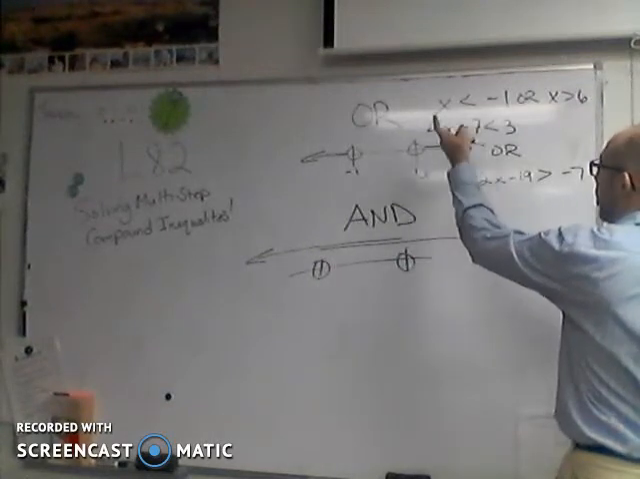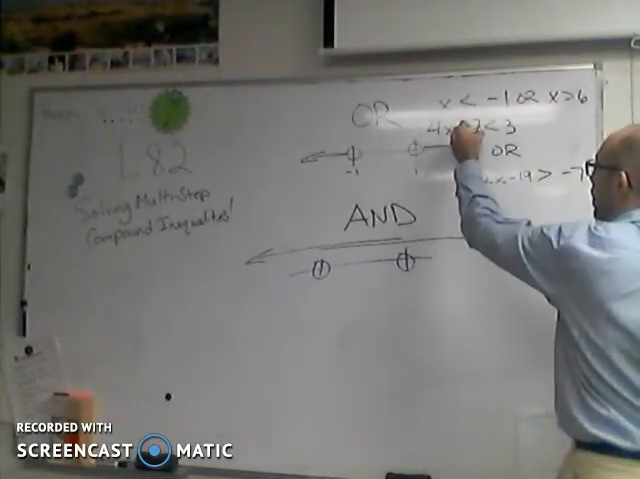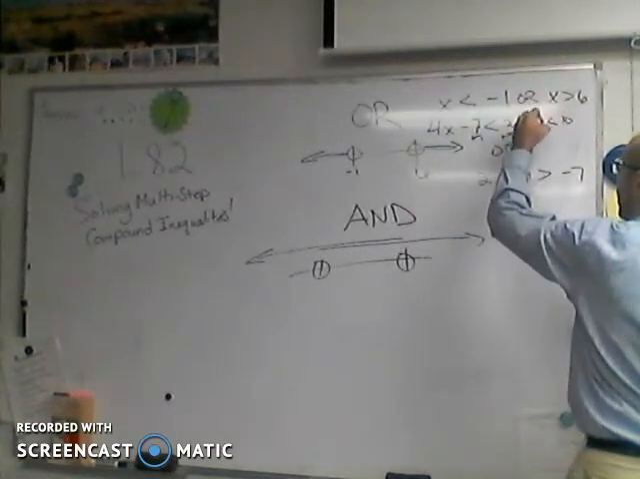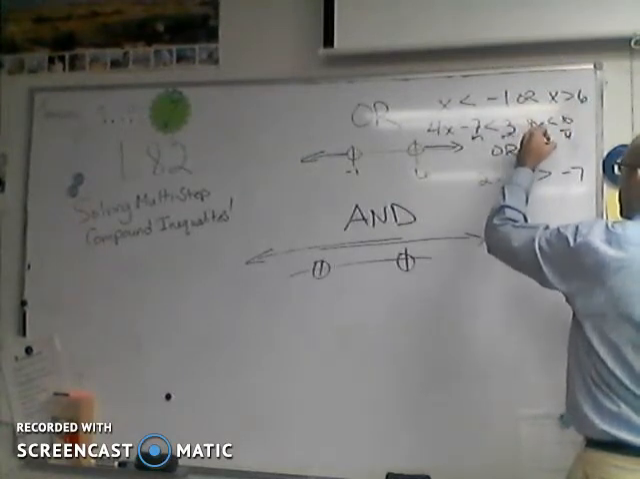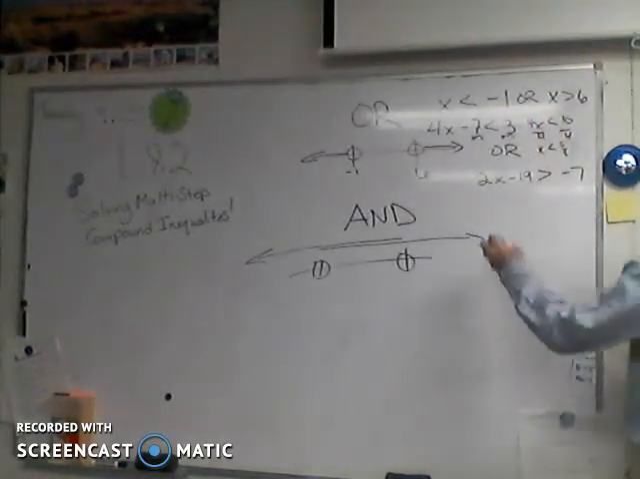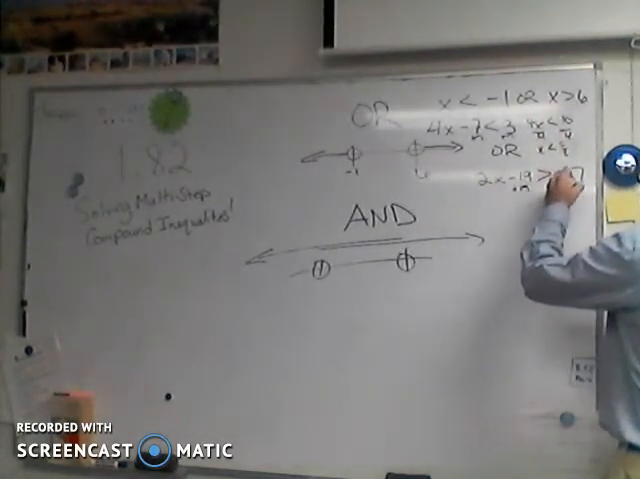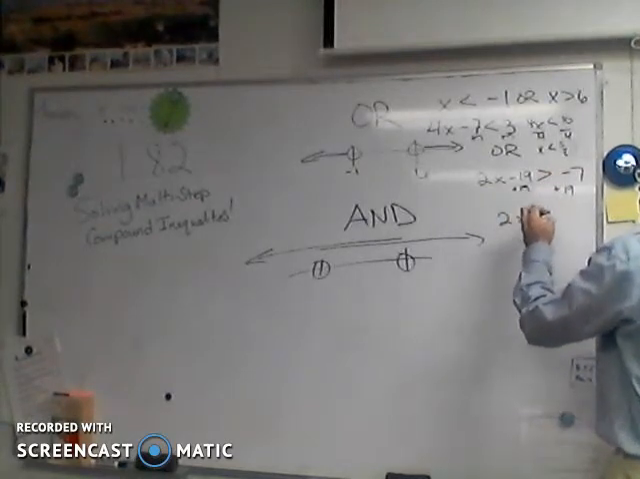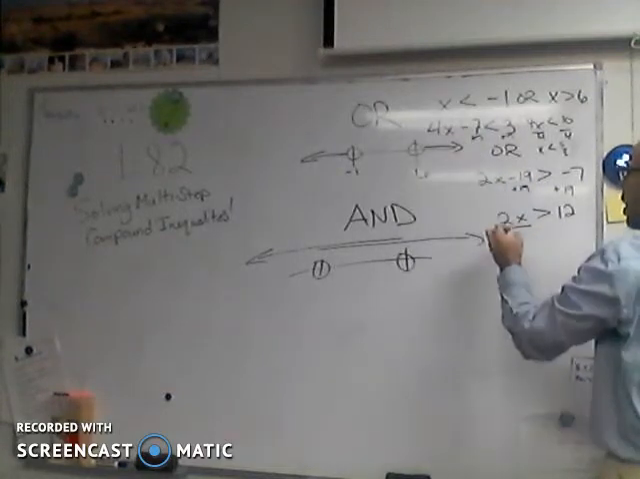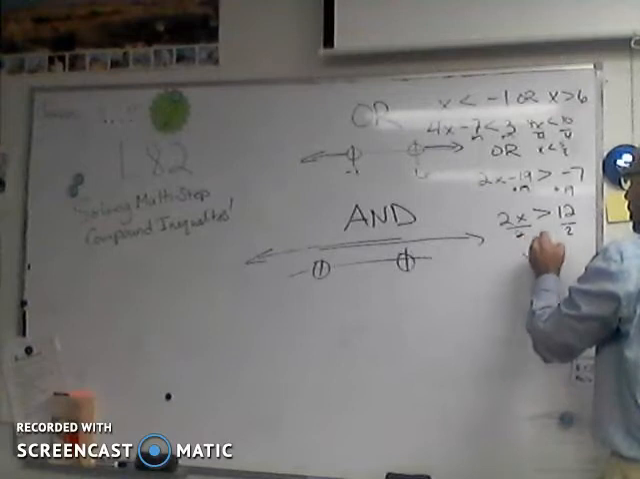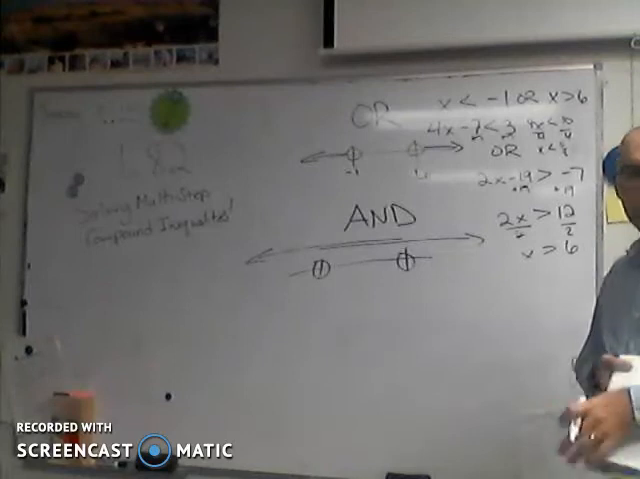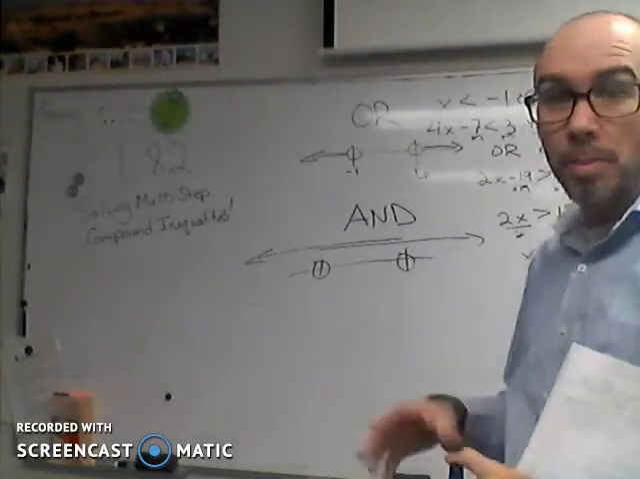So for this one, I'd add 7: 4x is less than 10, so x is less than 2.5. Or add 19: 2x is greater than 12. I think I just wrote this down wrong. X greater than 6. Okay, so there we go. We'd have two things and we've got to put them on the same number line.